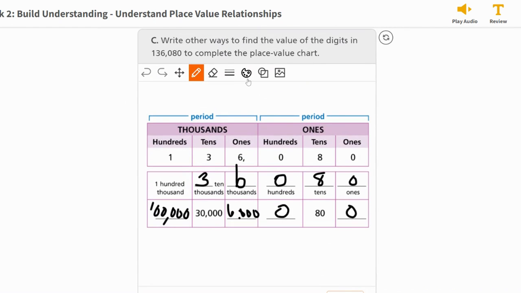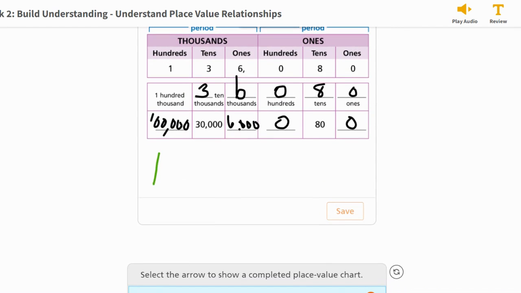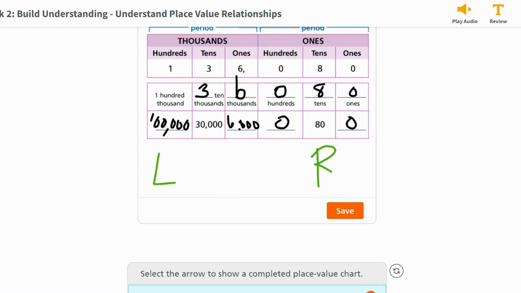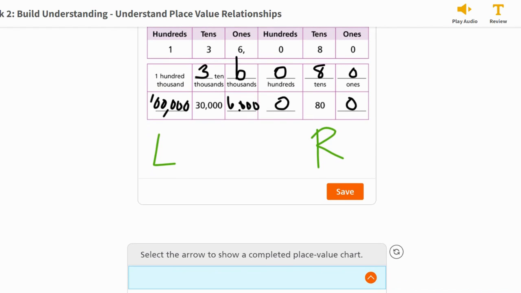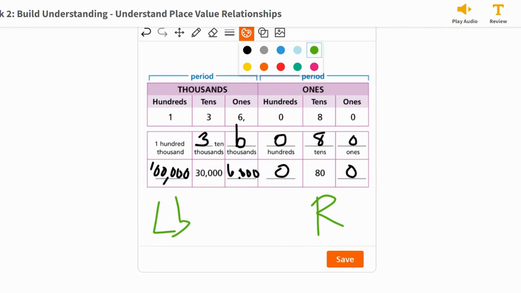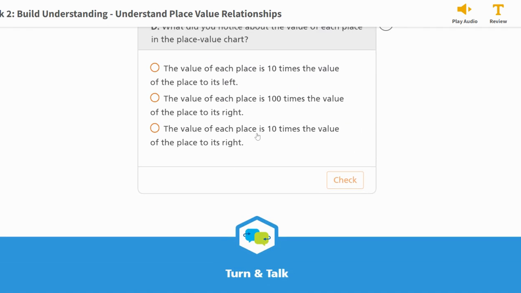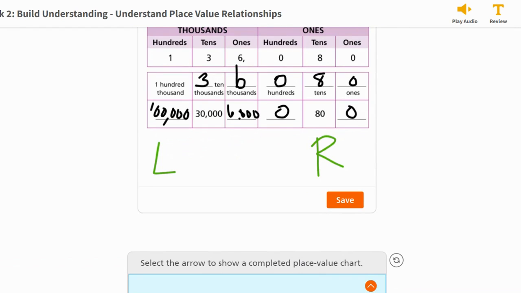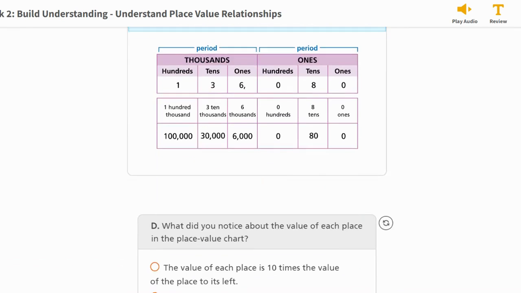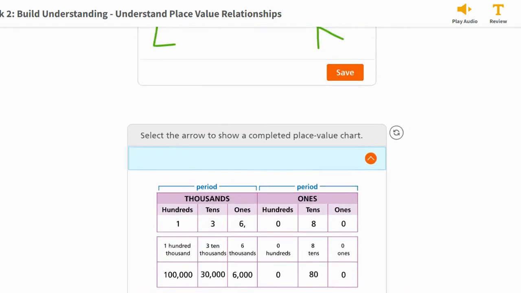This is difficult if you have a hard time remembering what is left and what is right. This is left and this is right over here. Your hand on the left makes an L if you were to hold it up. So the value of each place is 10 times the value of the place to its right.